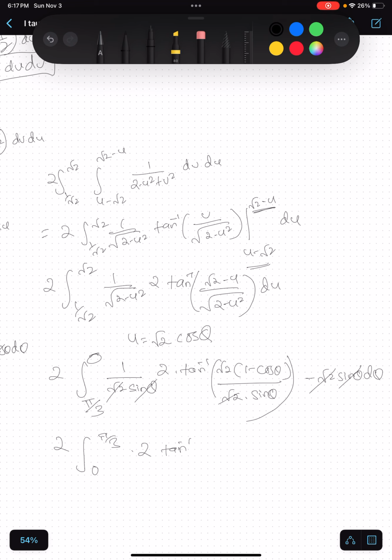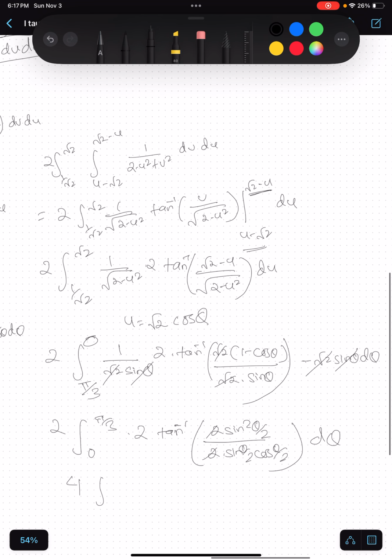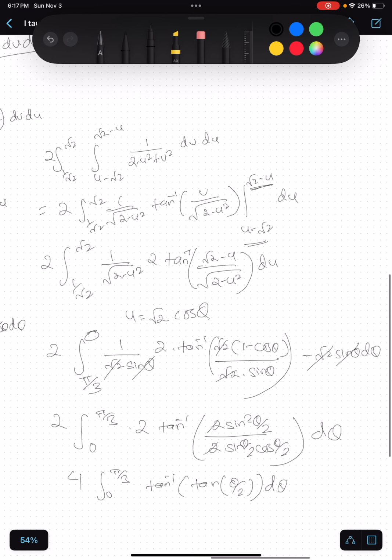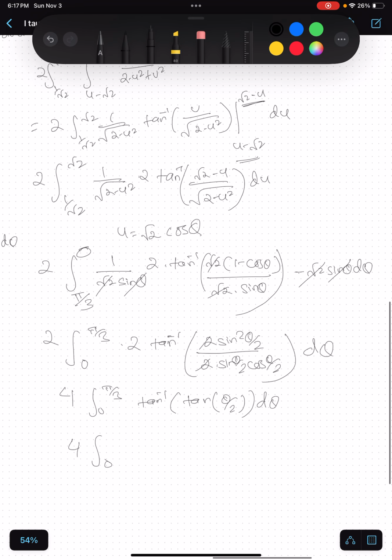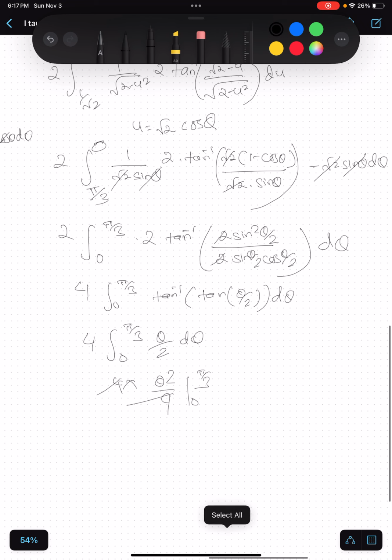1 minus cos theta is 2 sin square theta by 2, and sine theta is 2 sin theta by 2 cos theta by 2. This is 4 times, again 2 cancels out, the integral from 0 to pi by 3 of tan inverse of tan theta by 2. Tan and tan inverse cancel, so theta by 2 d theta. 4 times theta square by 4 from 0 to pi by 3 is pi square by 9 minus 0, so pi square by 9.